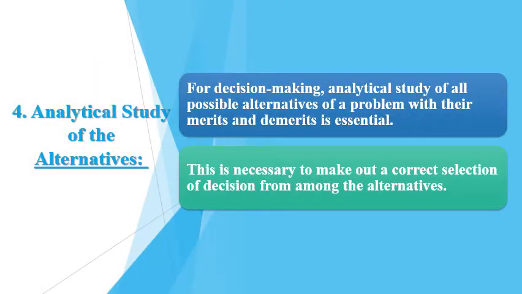Number 4. Analytical study of the alternatives. For decision making, analytical study of all possible alternatives of a problem with their merits and demerits is essential. This is necessary to make a correct selection of a decision from among the alternatives.